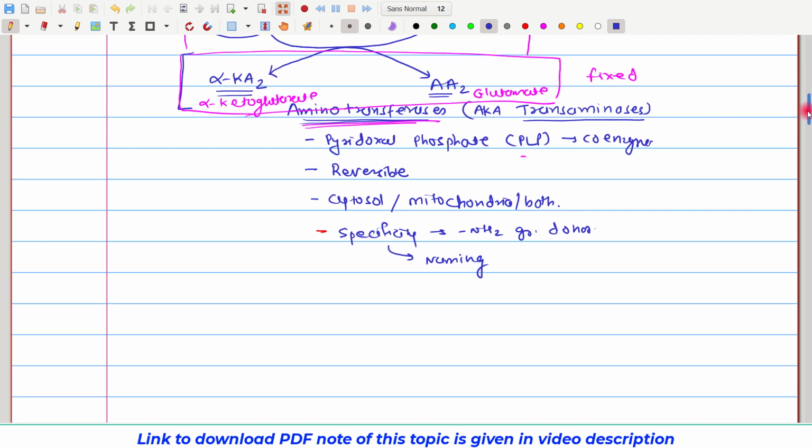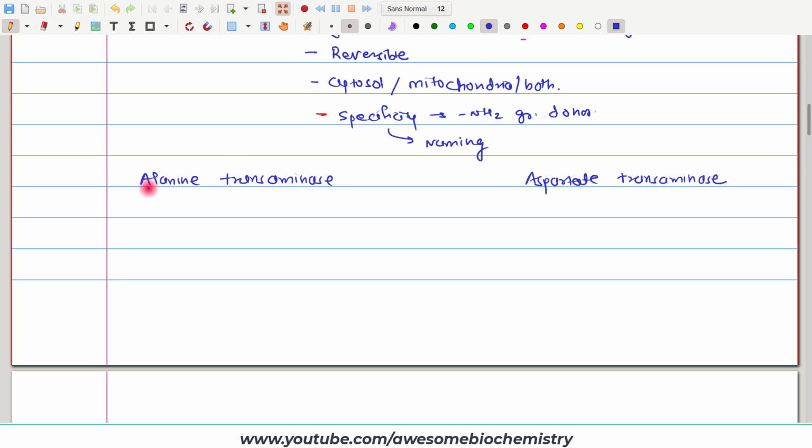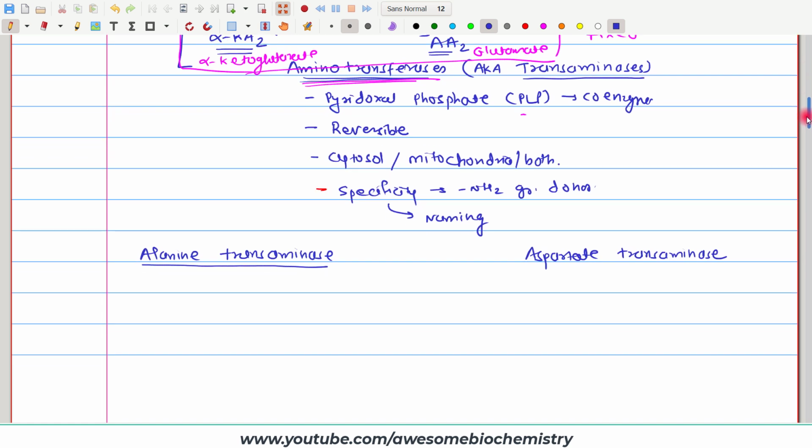So, as you can imagine, we have numerous different types of aminotransferases or transaminases, but in the human biological system, we have two very important transaminases. One is alanine transaminase and the second one is aspartate transaminase. In the alanine transaminase, as I told you earlier, this variable part amino acid will be alanine. So, we can easily rewrite this transamination reaction for this alanine transaminase.